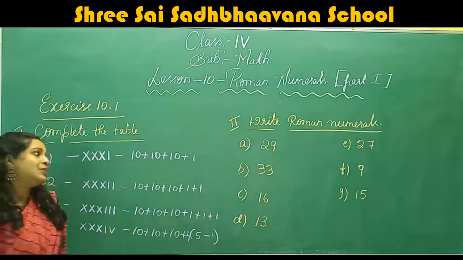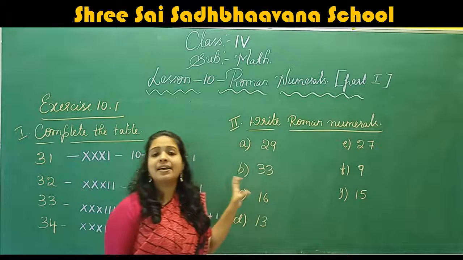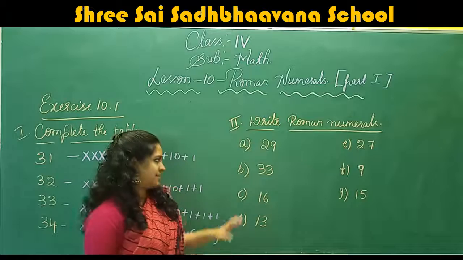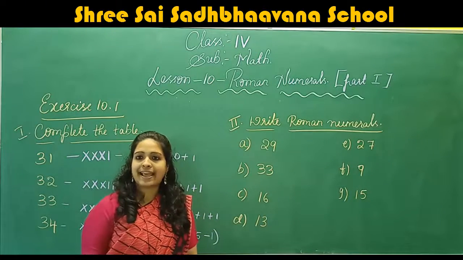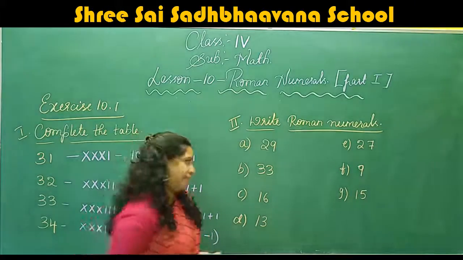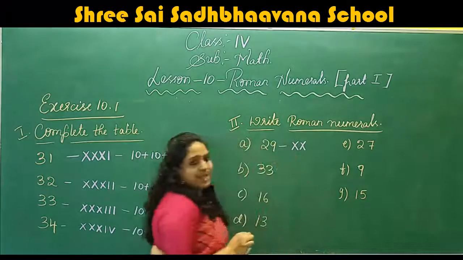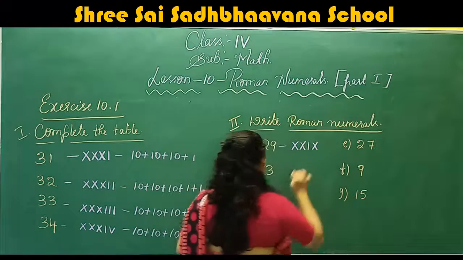Move on to the next main. So see here, write Roman numerals. So here they have given the Hindu-Arabic numerals to you. You have to write the Roman numerals. See the first one, 29. How can you write 29? Just split the number, then it is easy to you. 20 plus 9. So 20. How will you write 20? Nothing but XX. And then you have to write 9.